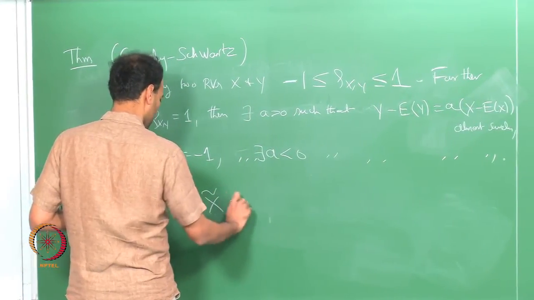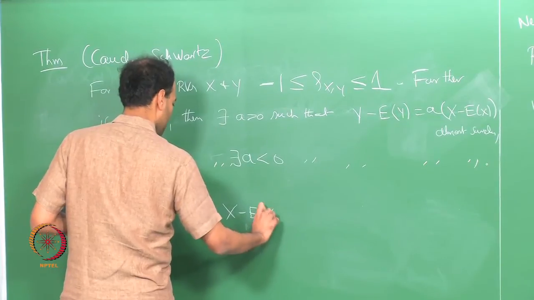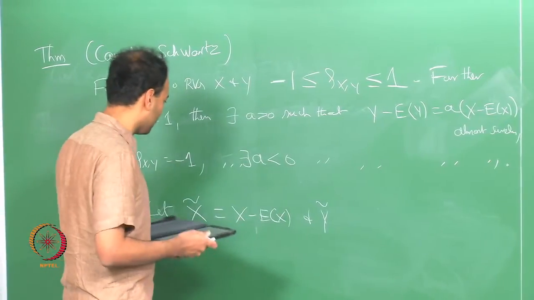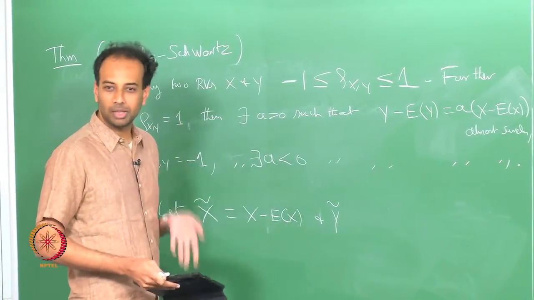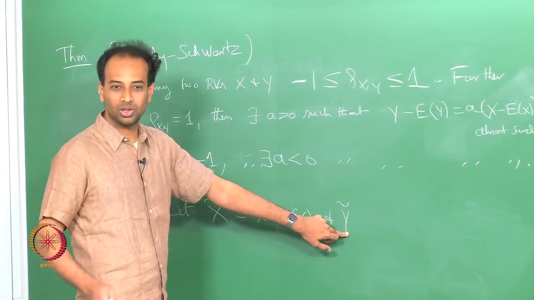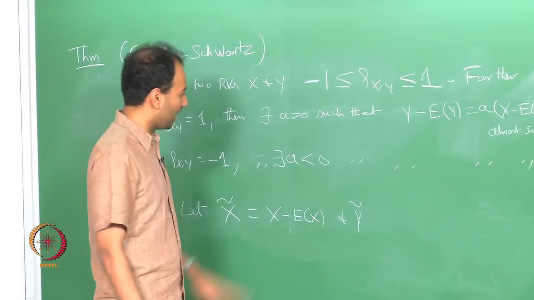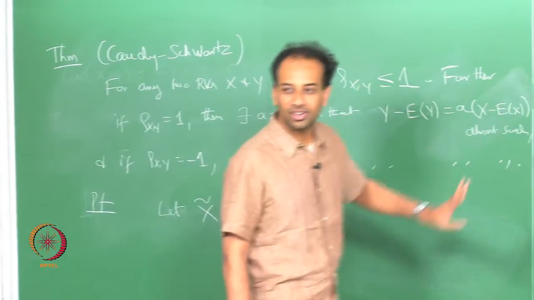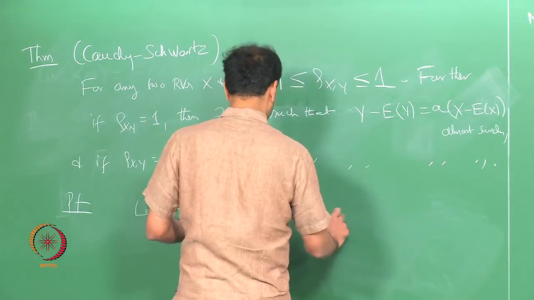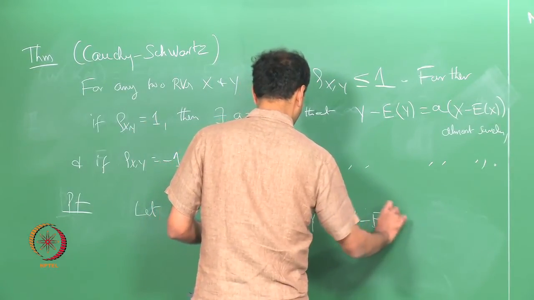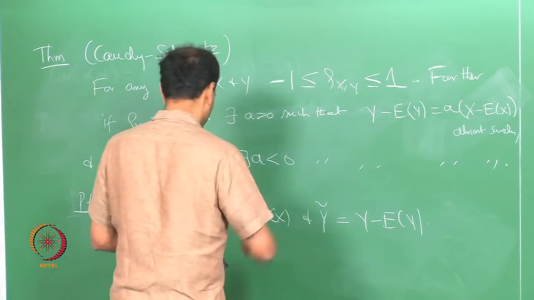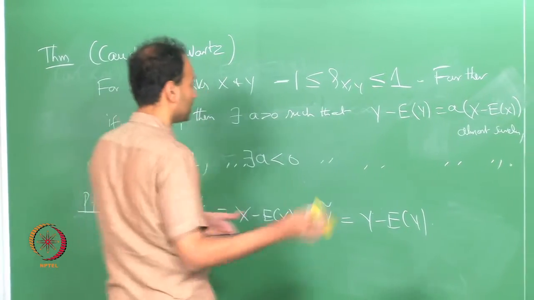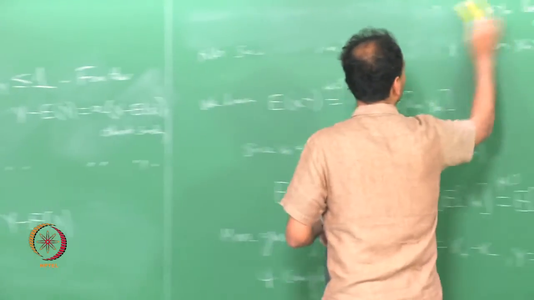Let x tilde equal x minus E x, and y tilde equal y minus E y. It's easier to work with the centered versions of these random variables, right? I'm just taking away the mean, so that these are 0 mean random variables, and all this is a little bit easier, because then you will have y tilde equal to a times x tilde and so on. With 0 mean random variables, all this is very easy. Now I want to show this. Consider this. This is what you have to start with.